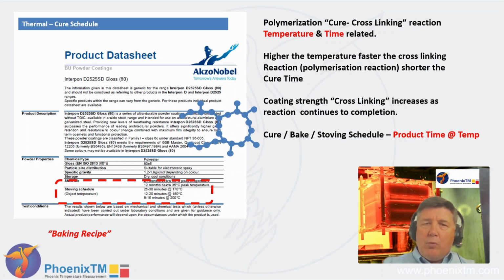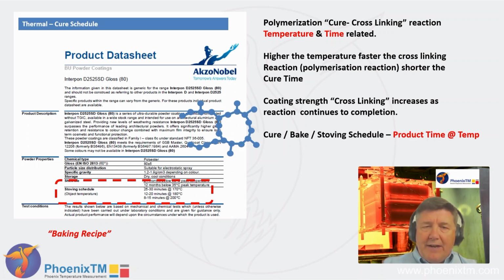When we consider the word cure, we have to consider the fact that we're really talking about a chemical reaction. In most coating systems, we're talking about the polymerization or the cross-linking of the material, which is activated by temperature, and the reaction time is related to the time that the product spends in the oven. As you can see from the following slide, the coating manufacturers will recommend what they call a stoving schedule or a curing schedule to achieve the best quality for the coating.